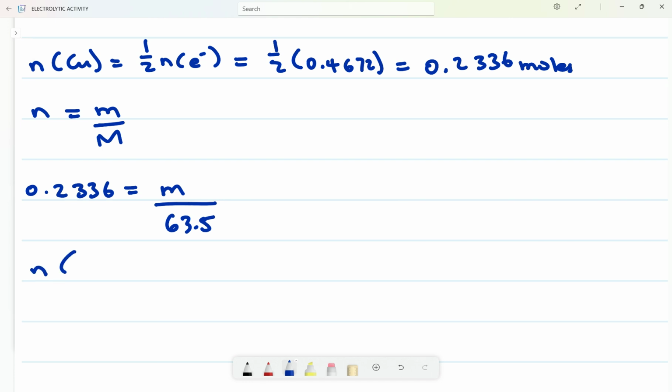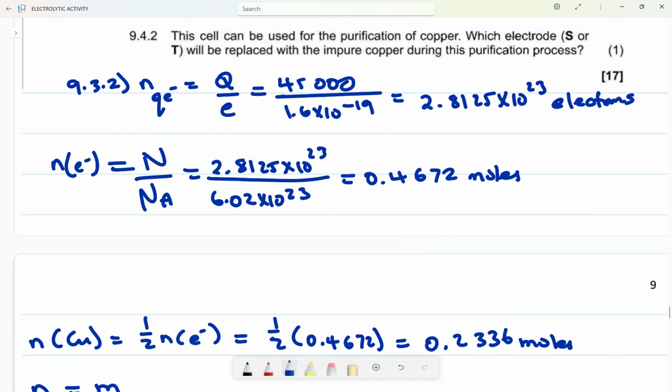And then the mass of copper is going to be 0.2336 multiplied by 63.5, and that gives us something like 14.83 grams. So this is what I get. Okay, so you can get a range, but yeah, this is what I get. And then now we are done.